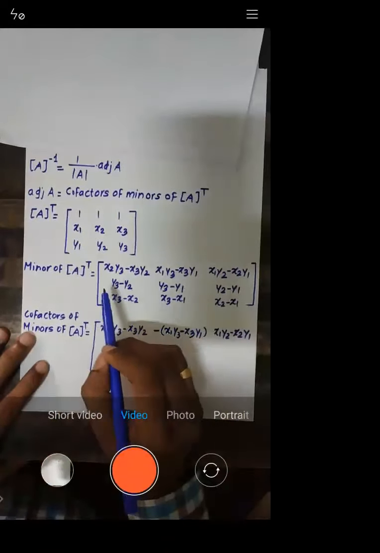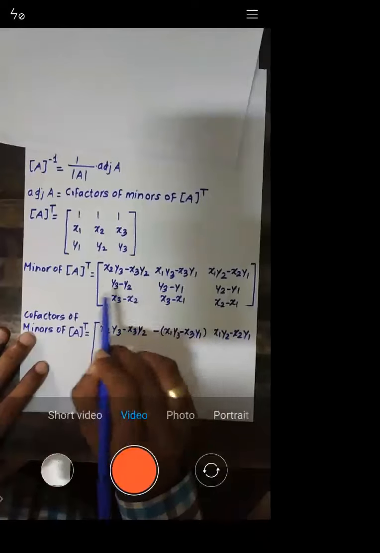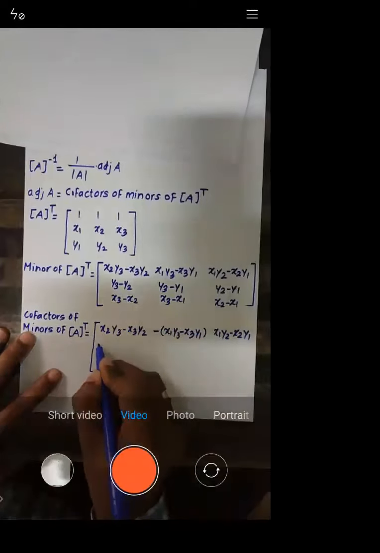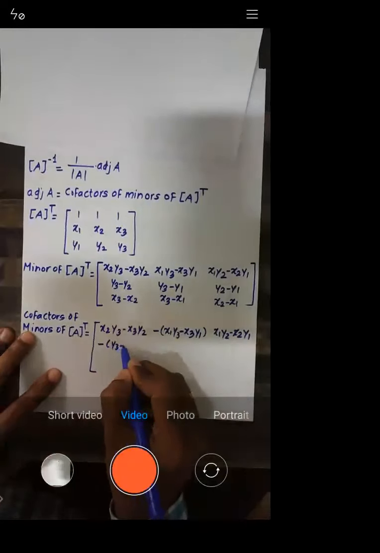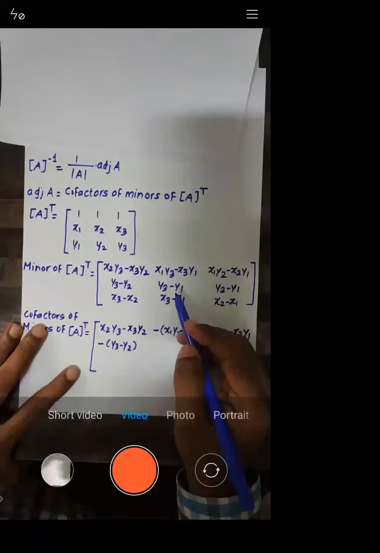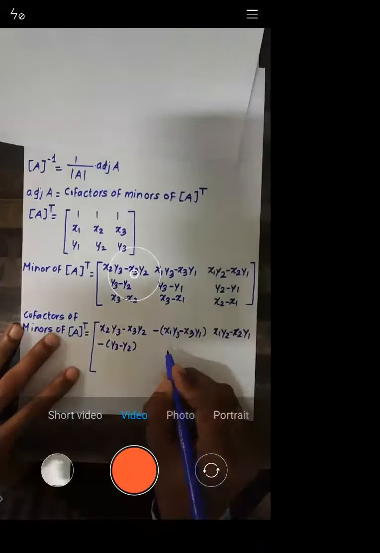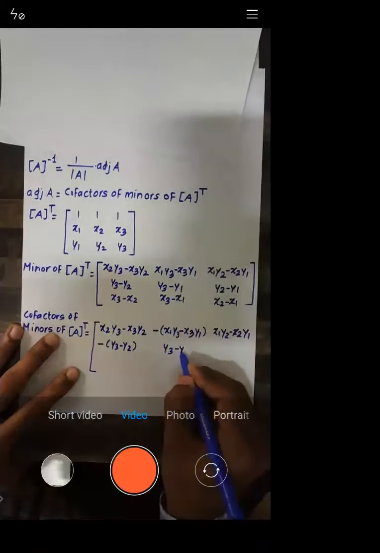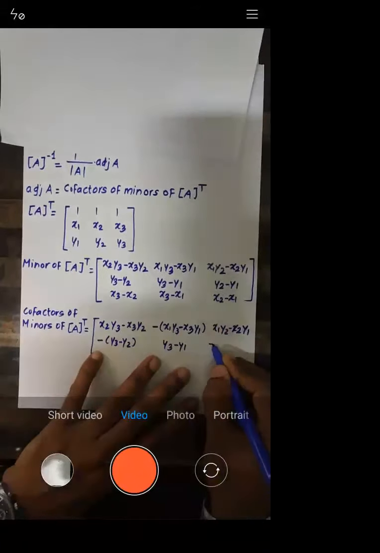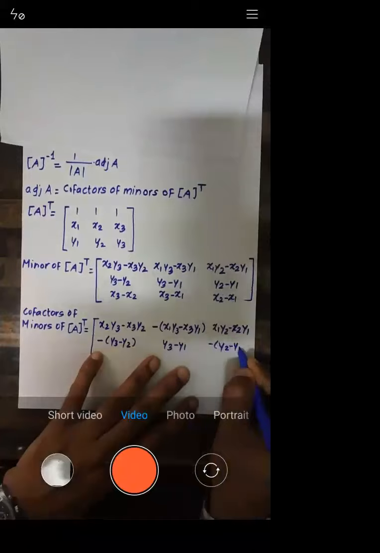Next, this is second row, first column. So 2 plus 1 is 3. That is odd, so I'll give a minus sign. So minus y3 minus y2. Next, second row, second column. That is 2 plus 2 is 4, so I'll keep it as it is. Next, second row, third column. So 2 plus 3 is 5. That is odd, so I'll give a minus sign. So minus y2 minus y1.